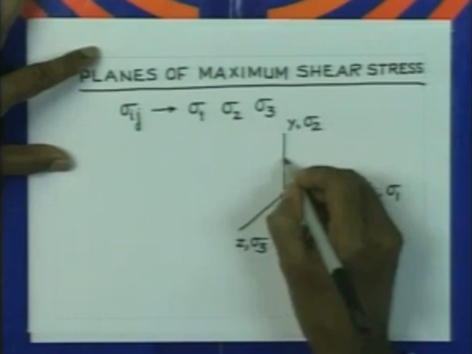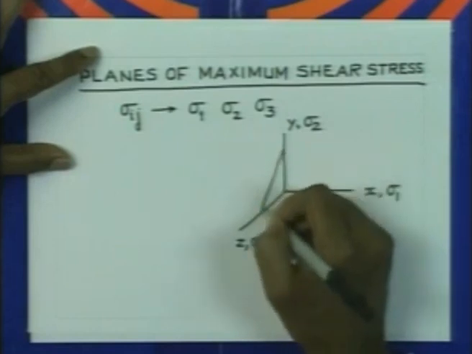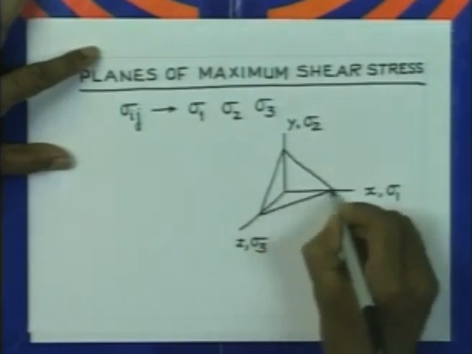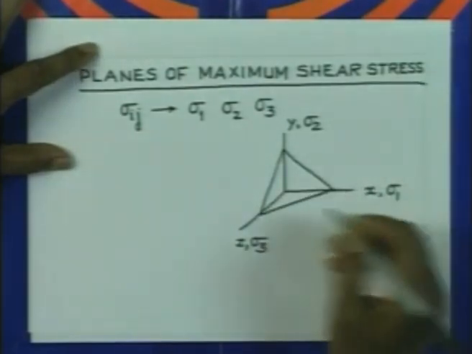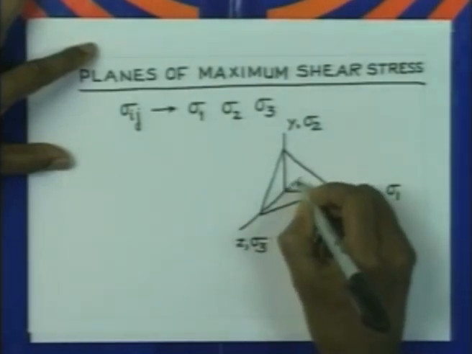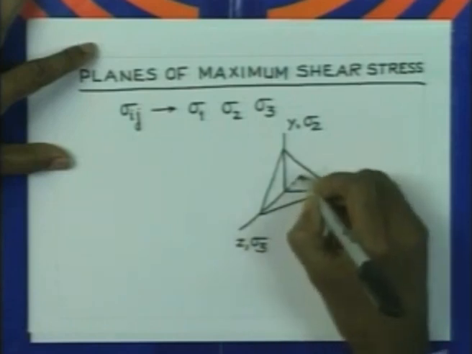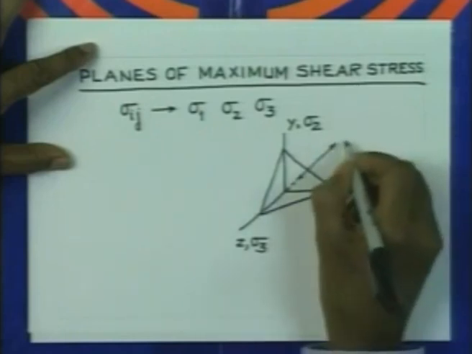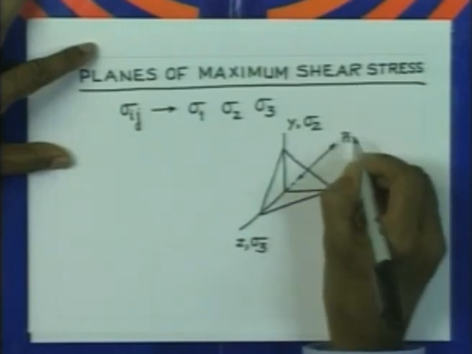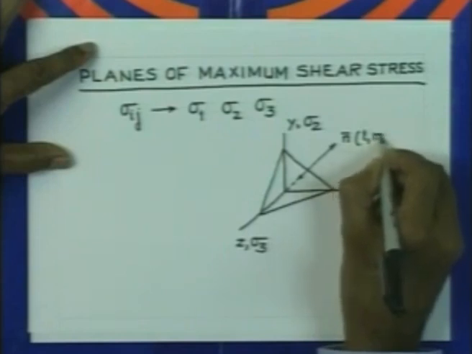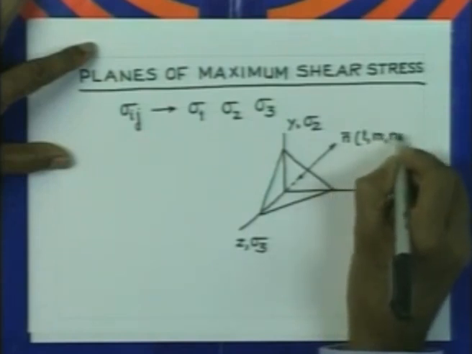We consider one plane with reference to these directions, whose outer normal from the origin, let us say, is oriented like this. Its direction cosines, let us say, are L, M and N.